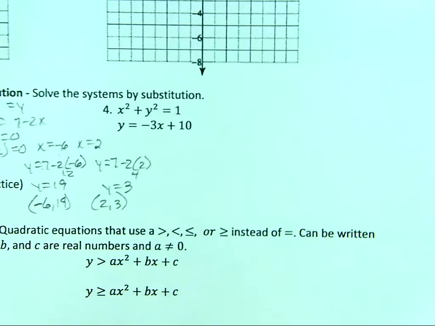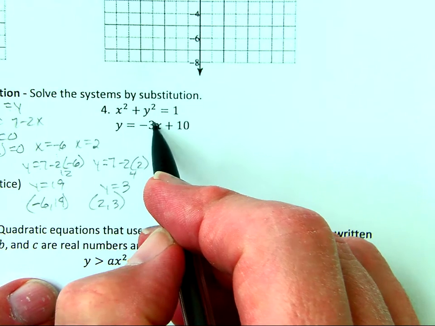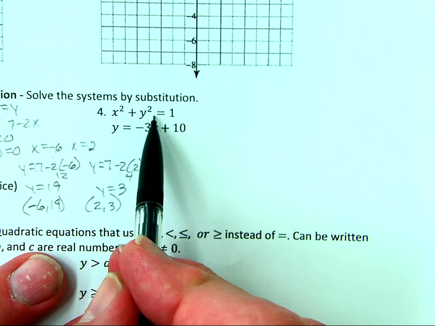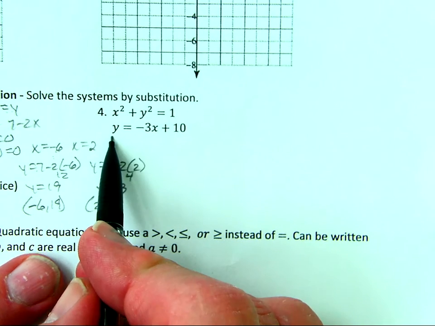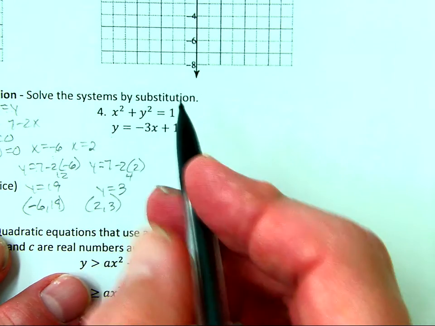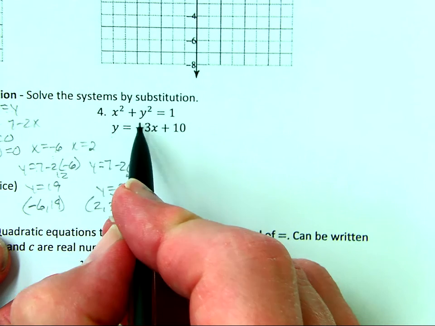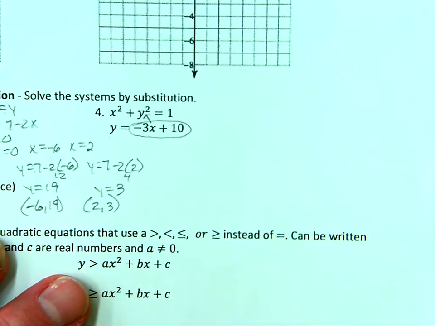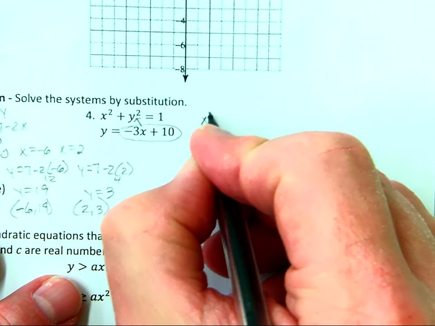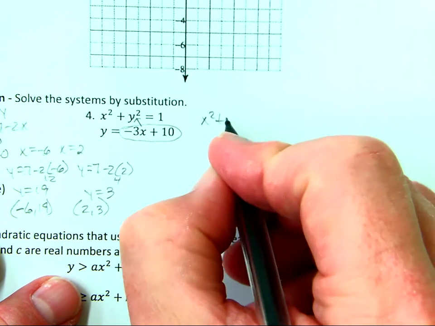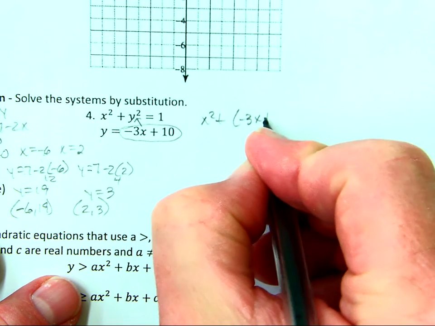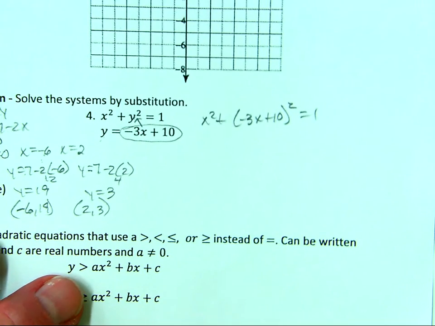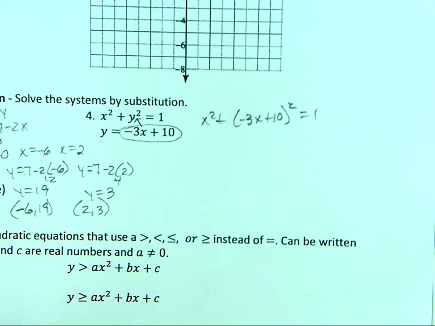Now this is the one I added. This is not in your sheet, so this is a different one. Notice this equation has only squares in it, x squared and y squared, and this one has a plain y. When that happens, we need to take this value here, so your y value is all of this. We need to plug that in place of the y up there. So we still have x squared. Now in place of that y, we're going to put negative 3x plus 10 squared. We just took the y out and put a negative 3x plus 10 in its place.